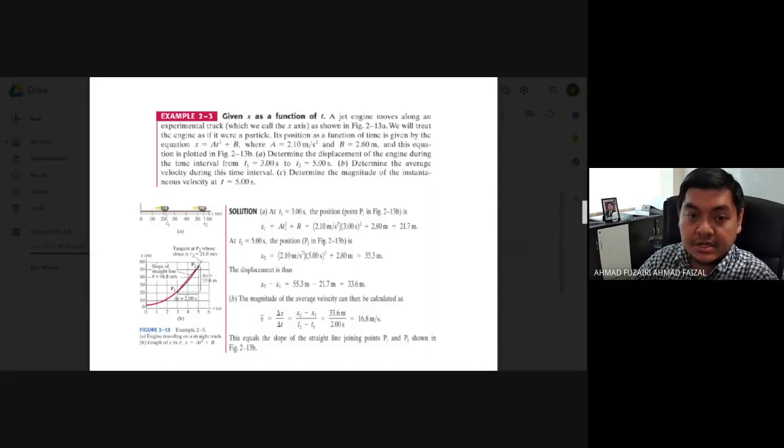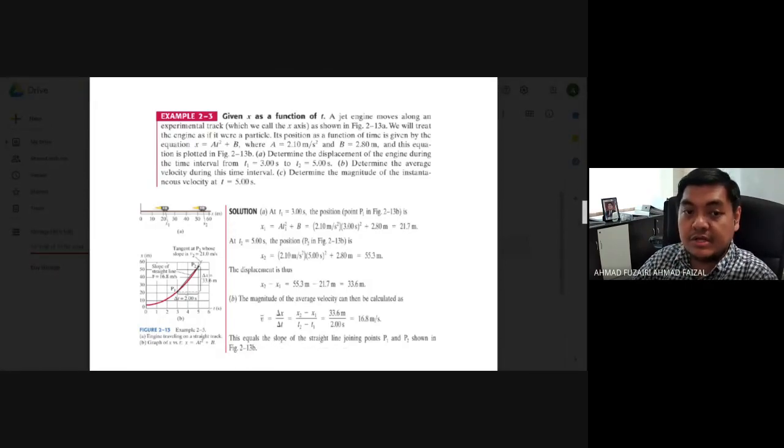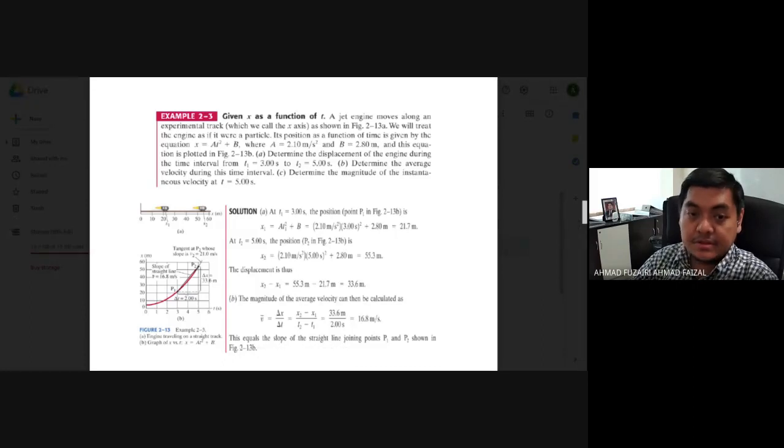Given to you is an equation of position. Look at the question: x equals a t squared plus b, where a is 2.1 meter per second squared and b is 2.8 meters. So this equation is plotted to the graph, and of course we will learn something from the equation, because x is position. When you differentiate x against time, you get v, because v is dx over dt.